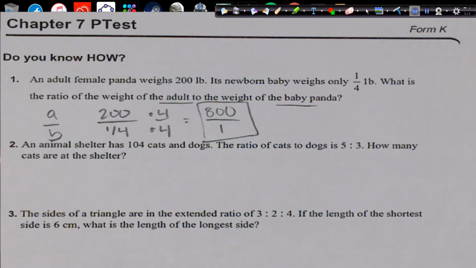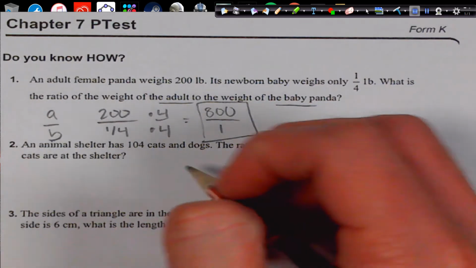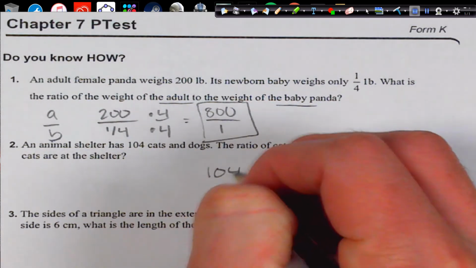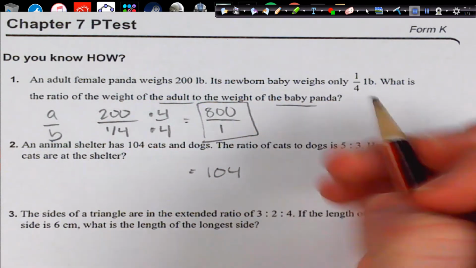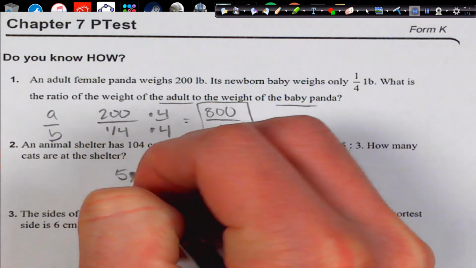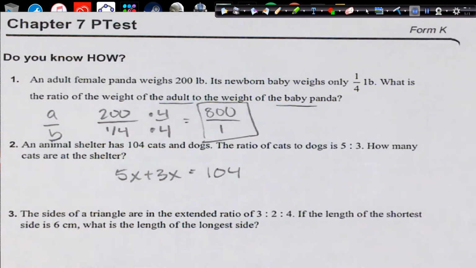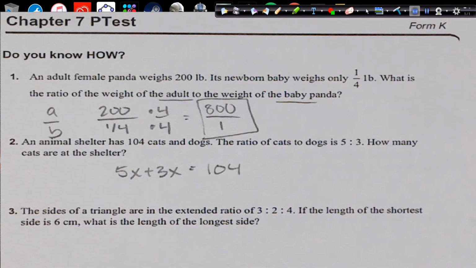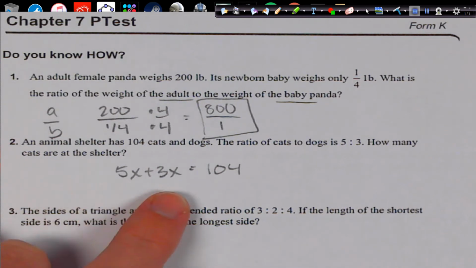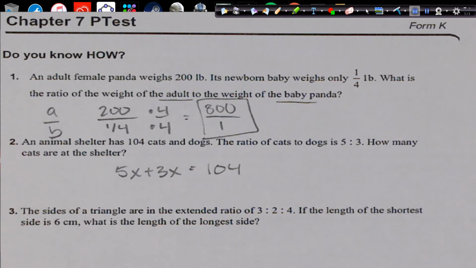Number 2, an animal shelter has 104 cats and dogs. The ratio of cats to dogs is 5 to 3. How many cats are in the shelter? Now we know how many cats and dogs there are. That's the total, and it's made up of cats and dogs. And so we're going to write the equation like this: 5x plus 3x, so the amount of cats plus the amount of dogs should equal 104. I don't know how many there are, but I know their ratio has to stay consistent to 5 to 3. That's why I can use x.